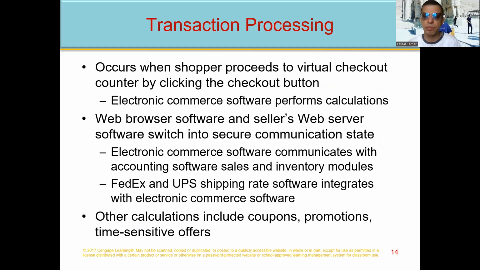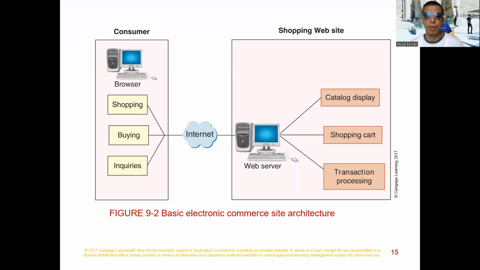Electronic commerce software performs calculation for you then. Then your web browser software and the seller's web server software switch into a secure communication state, so it's not open for the public to be interacted with. Other calculations include coupon, promotion, time-sensitive offers, and the shipping, to whom it is supposed to be shipped, and by whom. And this is how it looks in general.